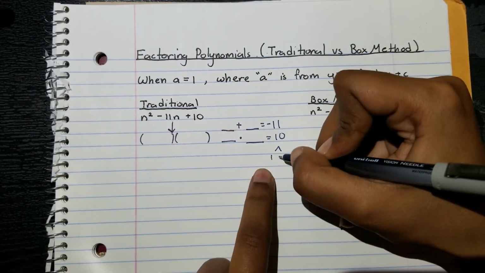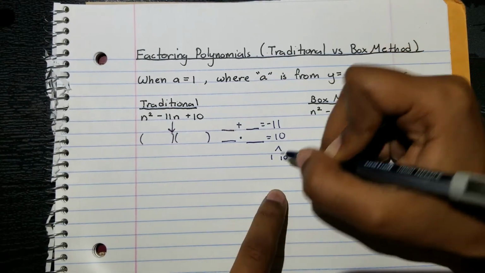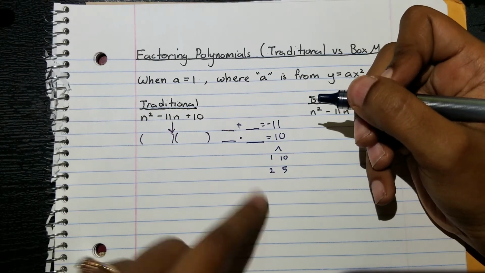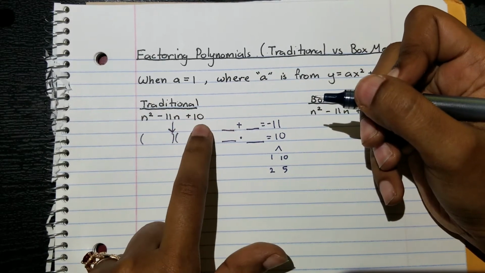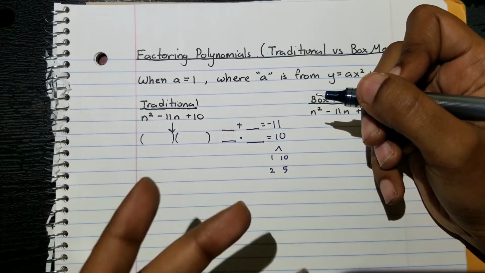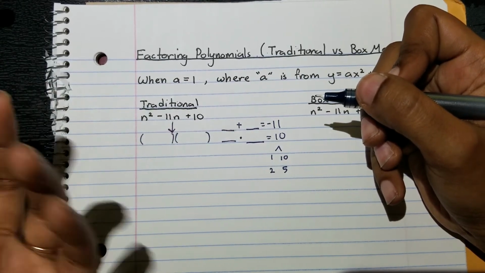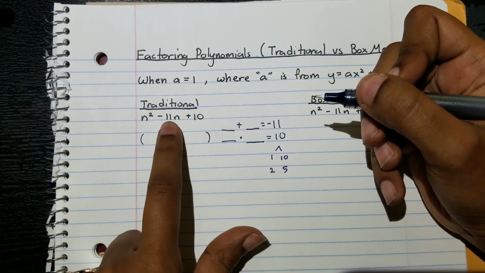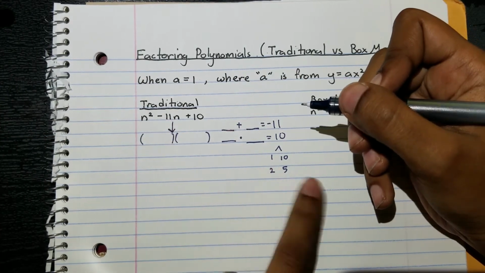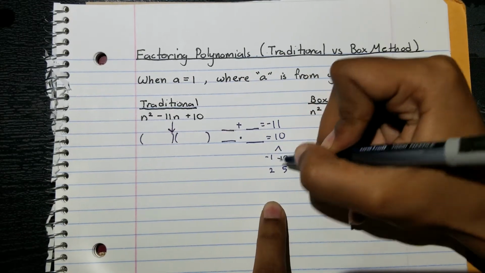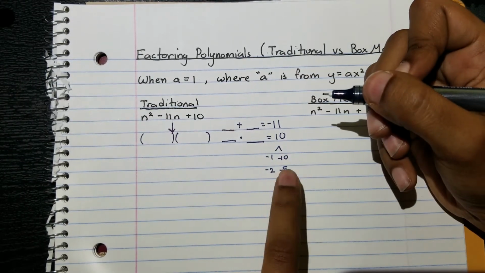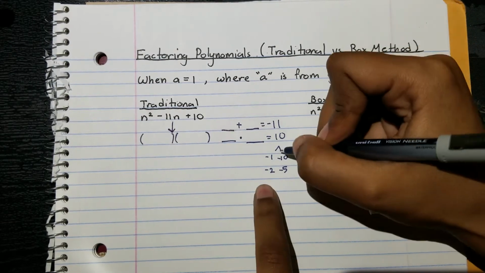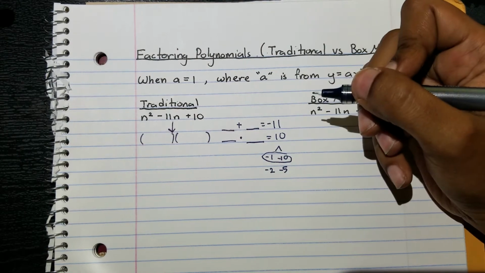I know that 1 times 10 is something I can look at, and I know that 2 times 5 is something I can look at. But let's notice that 10 is a positive number, so the two numbers I'm looking for have to have the same sign. Either they're both positive or they're both negative. In this case, the sum is negative, so I'm looking for two negative terms. If I put a minus sign for both of them, I ask myself, which one gives me negative 11? Well, it's definitely not 2 and 5, so this combination here works.